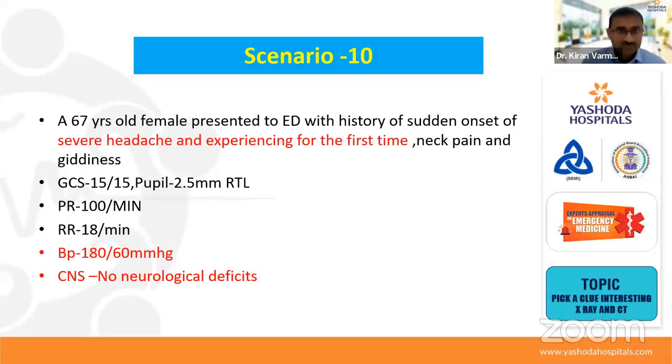Now another one. A 67 years old female presented with a history of sudden onset of severe headache, experiencing it for the first time. Then there was neck pain and giddiness as well. So here the clue is sudden onset of severe headache experiencing for the first time. GCS 15/15 normal, pulse rate normal, respiratory rate 13, BP 180/60. CNS, no neurological deficits.